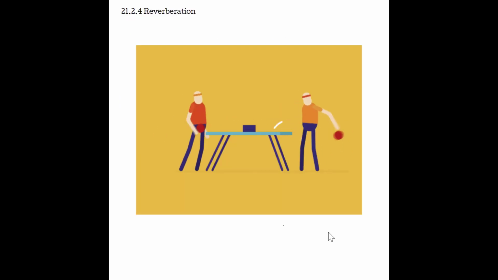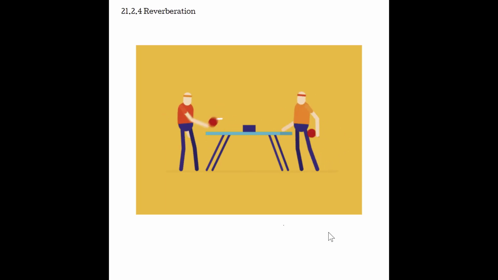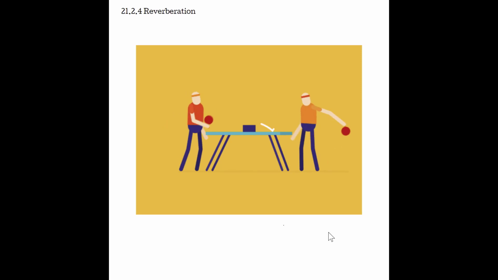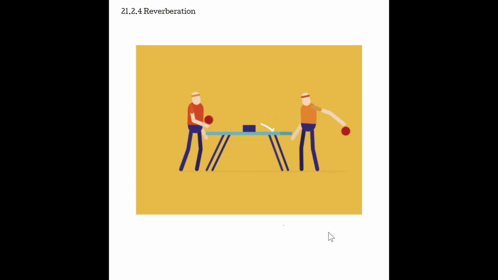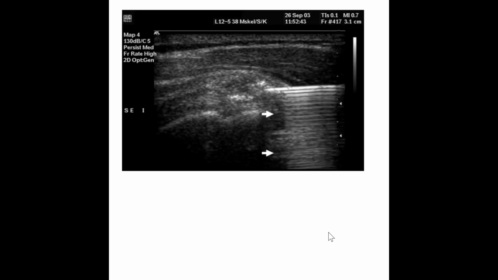So remember, it's really just that sound ping-ponging between either two really strong reflectors in the body. Sometimes it's the transducer and a strong reflector, or sometimes it's because of some sort of medical device like a needle, mechanical valve, an IUD, something artificial to the body. So here's an example of reverberation using a needle.